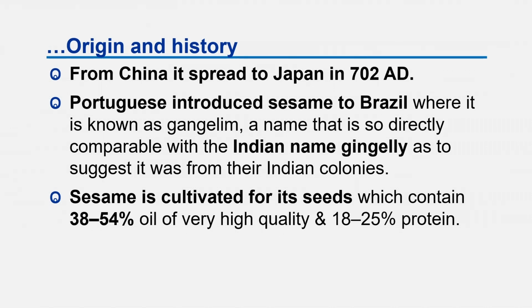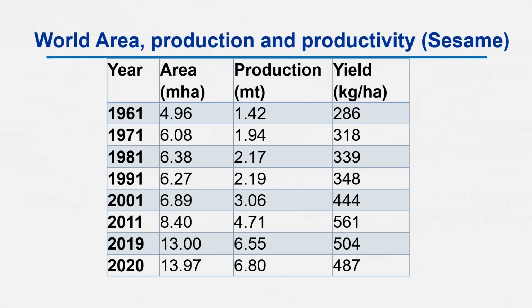Sesame is cultivated for its seeds, which contain 38 to 54% oil of very high quality and 18 to 25% protein. That means this is really a very energy rich crop, or energy rich seed.